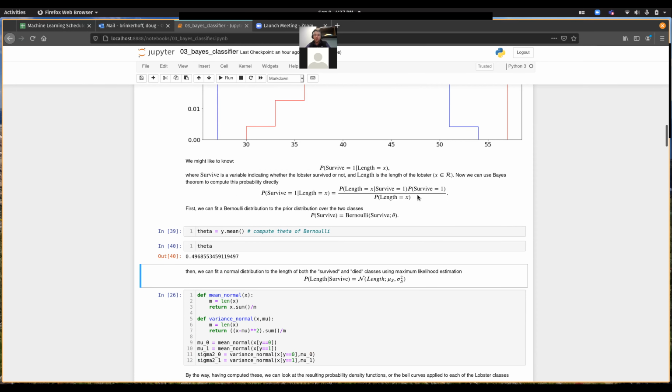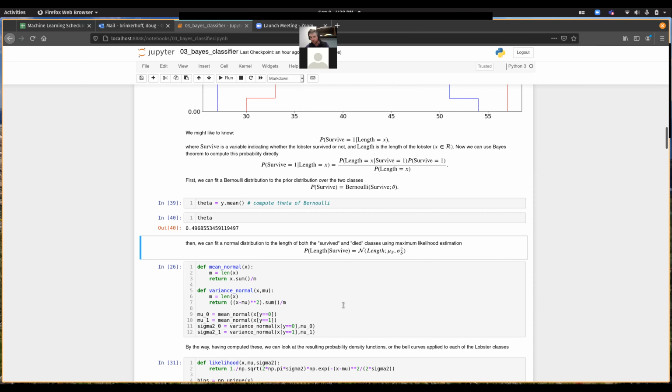But then what we also want to do is fit this probability of length given survival. And here's where that normal distribution is going to come in. We're going to model length as a normal distribution given these two different populations of lobsters. So we'll actually fit two normal distributions, one to the lobsters that died, one separate normal distribution to the lobsters that survived. And so they'll each have their own mean and variance associated with them, right?